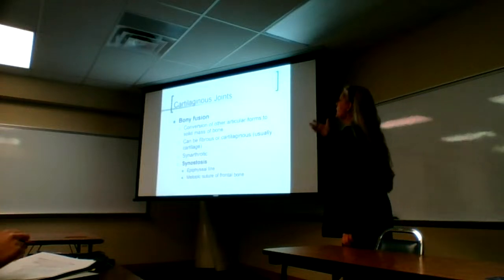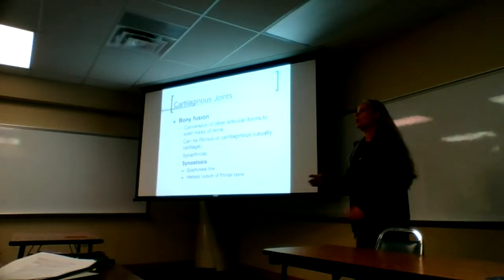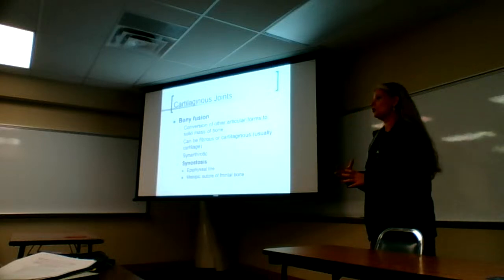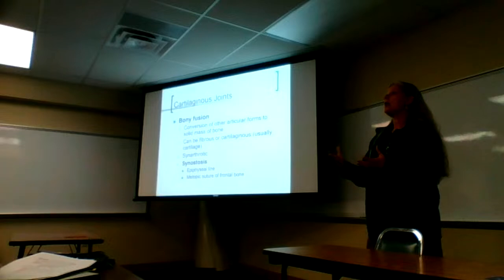Now, when we've completed the bony fusion, where we've completely replaced the fibrous tissue or the cartilage tissue with bone, we now have a different description physically. We change the name. So they're now known as a synostosis. This is a fused joint. So for example, that epiphyseal line.